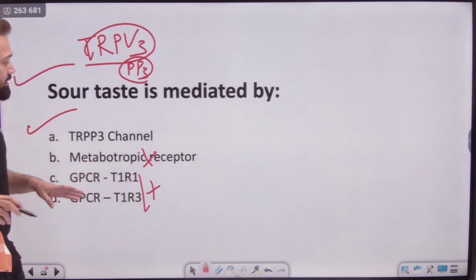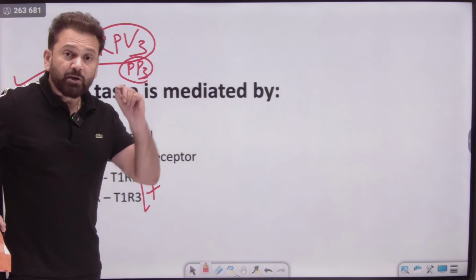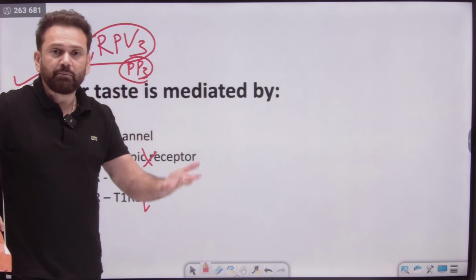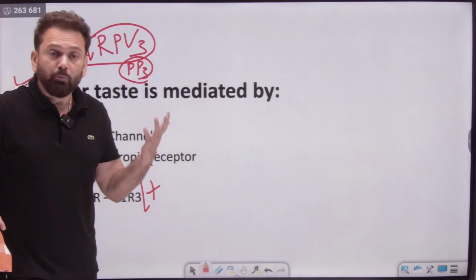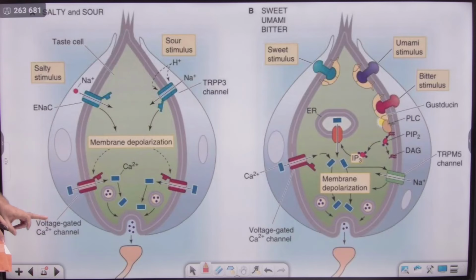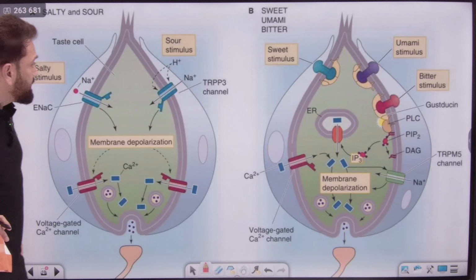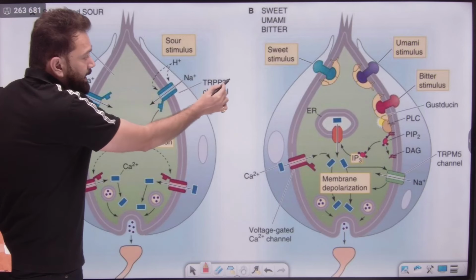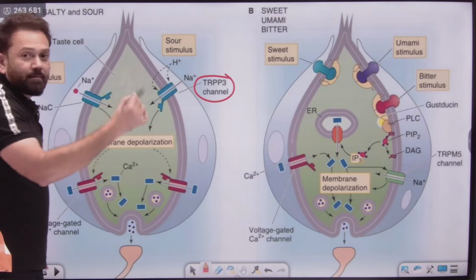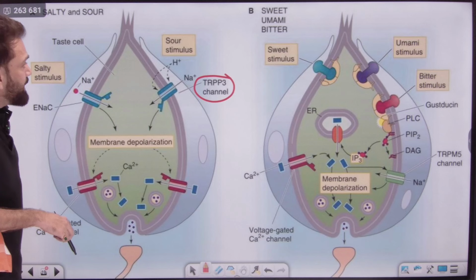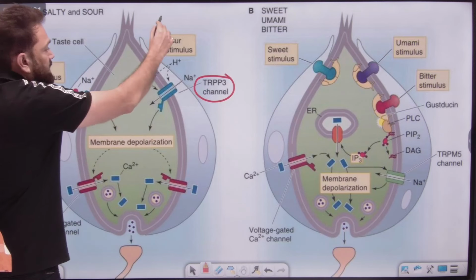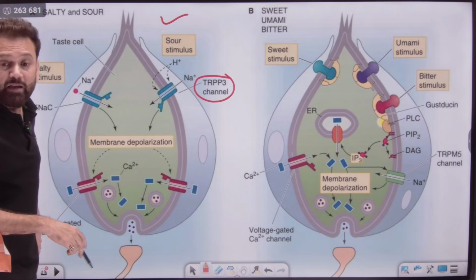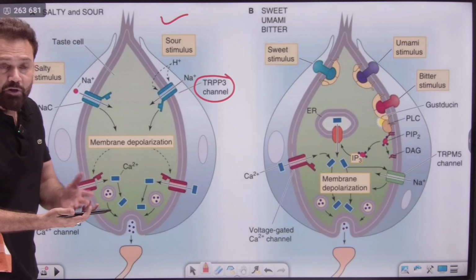Even if you don't know, you can answer this question, but you must know, because in the next examination they will definitely ask you in more detail, because they are already updated. If you see the book, Boron, they have mentioned this TRPP3 channel. It is not V3. TRPP3 channel for sour stimulus. This is the answer. But even you can rule out the answer, which is the correct answer.